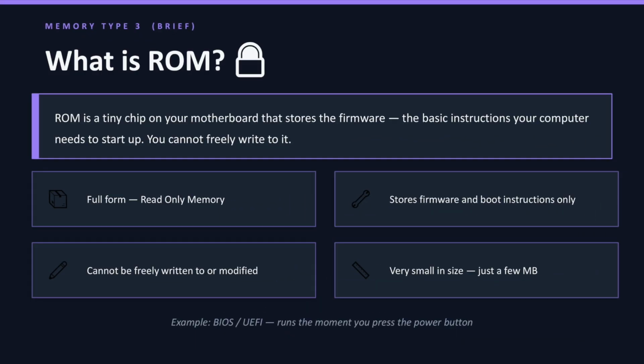ROM stands for read only memory. ROM is a tiny chip sitting on your motherboard. Its only job is to store the firmware, the basic instructions your computer needs to start up. Unlike RAM or secondary memory, you cannot freely write to ROM. It is fixed at the time of manufacturing. It is also very small, just a few MBs. The most common example is BIOS. That's the program that runs the moment you press the power button, before your operating system even loads.